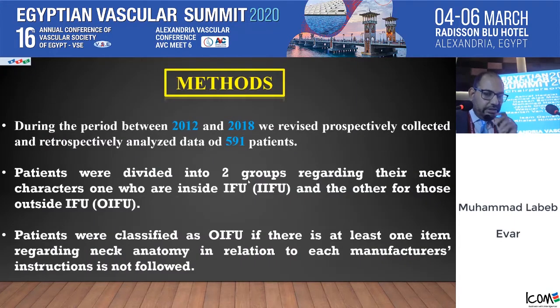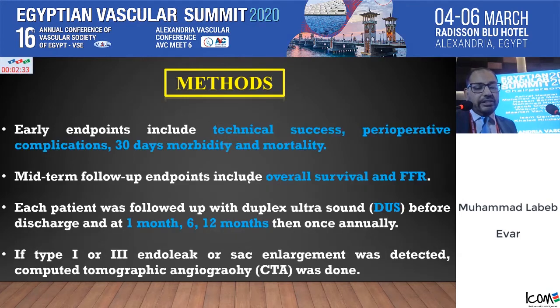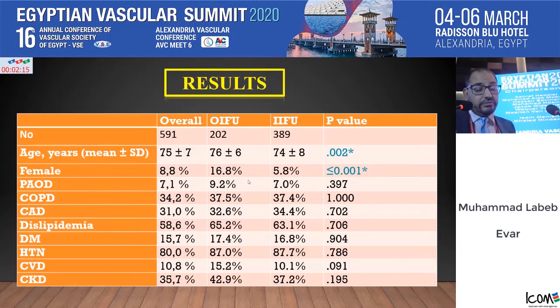In our study, we included 591 patients during the period from 2012 to 2018. We divided our patients into two groups: Group A, outside instruction for use, and Group B, inside instruction for use. Our early endpoints were technical success, perioperative complications, and 30-day morbidity and mortality. Our midterm follow-up endpoints included overall survival and freedom from re-intervention.